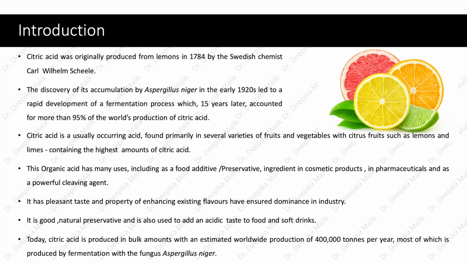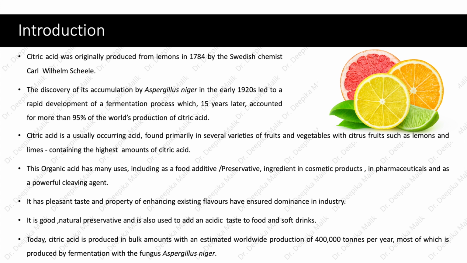Citric acid is a naturally occurring acid found primarily in several varieties of fruits and vegetables, with citrus fruits such as lemons and limes containing the highest amount of citric acid. The organic acid has many uses, including as a food additive or preservative, ingredient in cosmetic products, in pharmaceuticals, and as a powerful chelating agent.